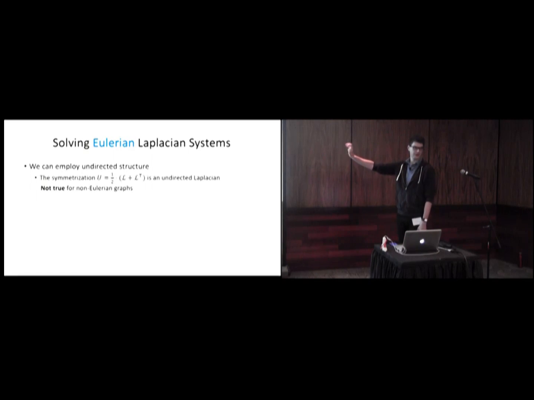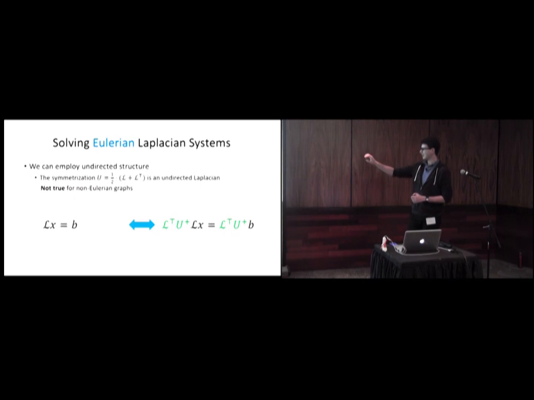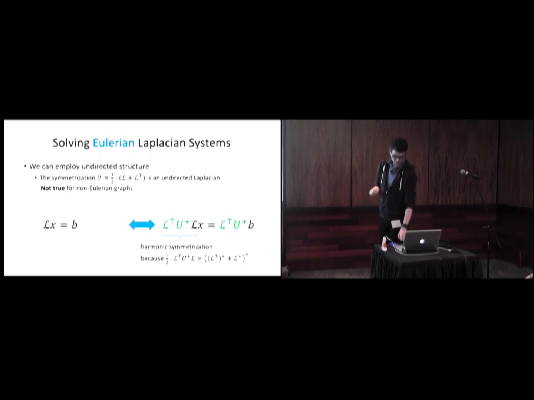So we're going to try to solve the system Lx = b. The way we do that is that we turn the system into the equivalent system L^T U^+ L x = L^T U^+ b. If I find a solution to this, then I'm done. And this system makes sense. It's in some way a sane way of preconditioning the linear system. The matrix on the left-hand side is what I'm going to call the harmonic symmetrization, and there are very good reasons for that. If you just do some algebra, you're going to see that it's in some sense the harmonic mean between L and L transpose.